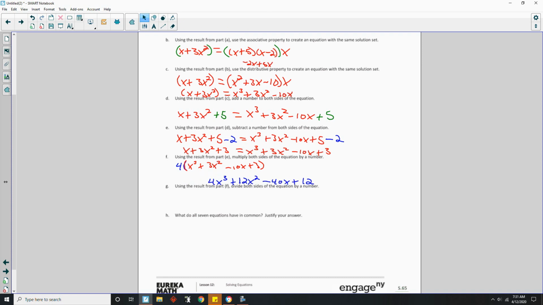Okay, let me move this over. That's just the one side. And now I need to do the same to the other. I forgot the first piece. So I want to multiply this by 4. So I'll just do that up here and then bring it down here. 4 times x is 4x. 4 times 3x squared is 12x squared, plus 4 times 3 is 12. Okay, so there's our equation, distributing that 4 throughout. Use the results from part F, divide both sides of the equation by a number.